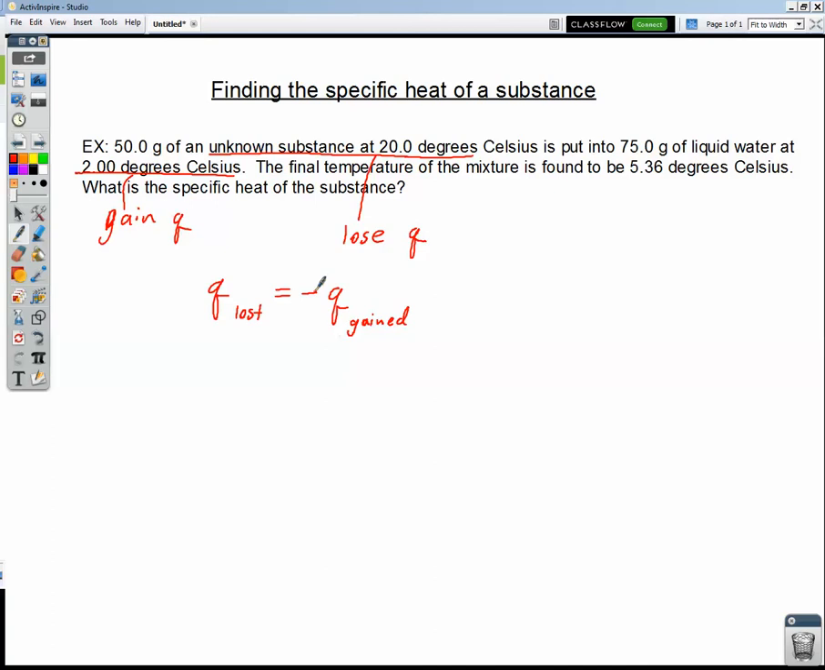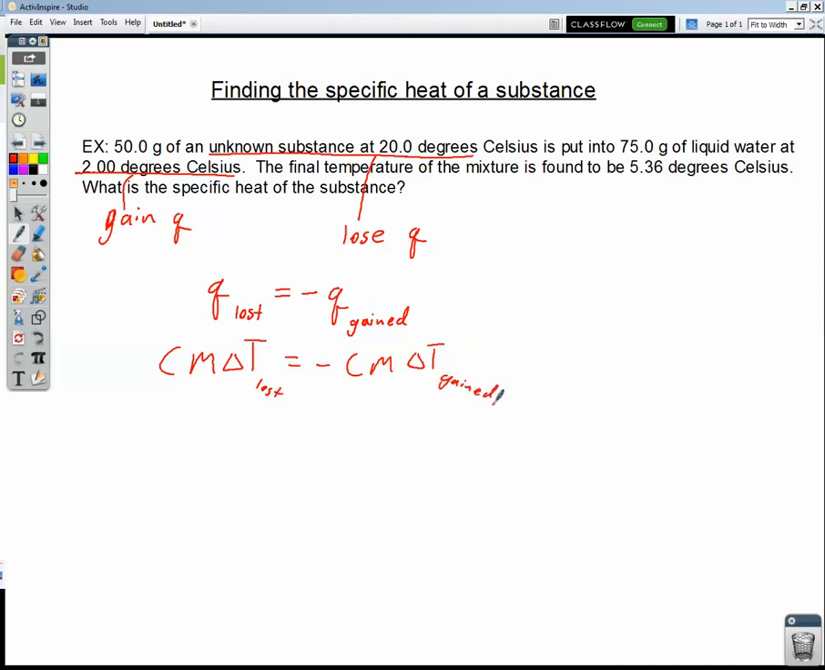In this case, we both have changes in temperature. There is no change in phase here. So for the Q lost, it's going to be Cm delta T. And for the Q gained, it's going to be Cm delta T. All right, and so we can just put a little subscript lost here and gained here.